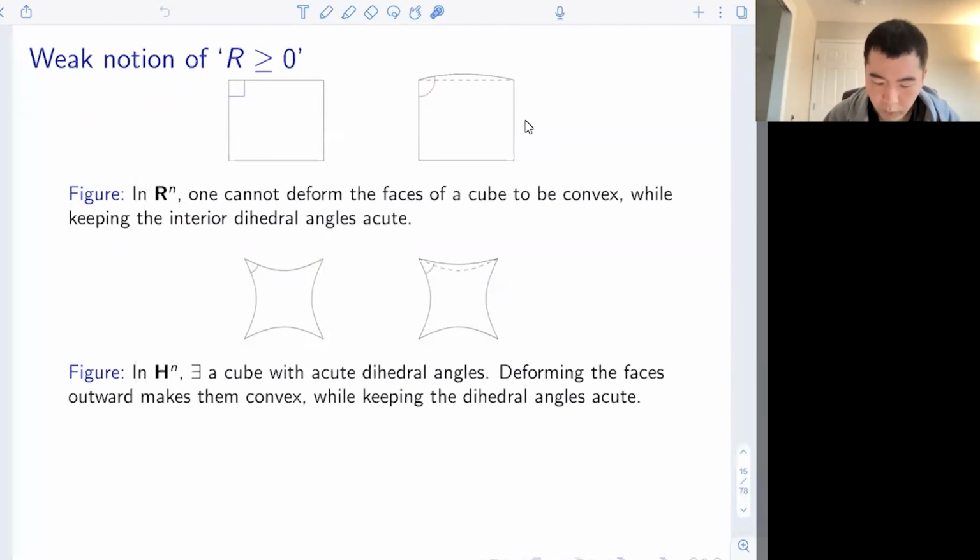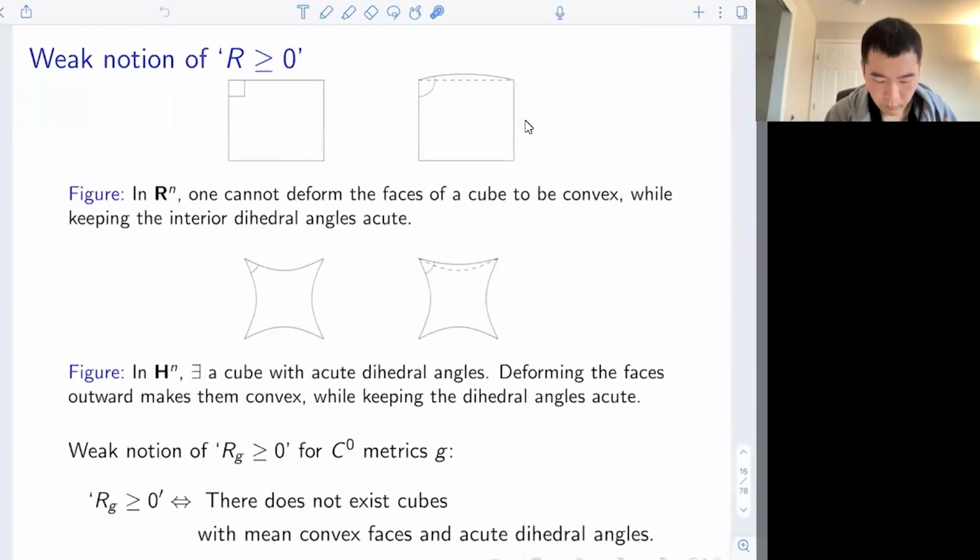And since you're living in hyperbolic space, you can make the dihedral angle strictly acute. And then once you have such a cube, you can imagine that by pushing outward a little bit of its faces, you make every face strictly convex, but the dihedral angle, although you just barely increase it, is still acute. So the fact that there exists such a cube with convex or mean convex faces and strictly acute dihedral angle should be an indicator, in some sense should be equivalent to the fact that somewhere inside the scalar curvature is negative.